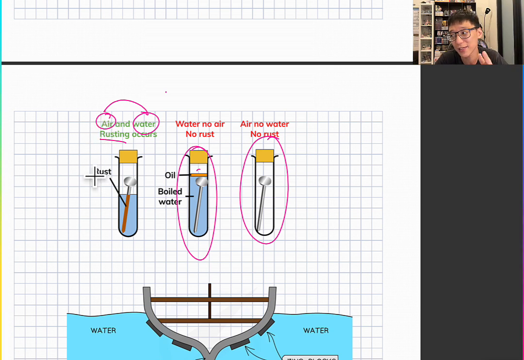Of course, rust is a very dangerous process, and sometimes we don't want it. It is important for us to be able to prevent rusting. Imagine you're boarding a ship and you see that some part of the ship is rusty. You would worry about your own safety, because the structure would be weaker compared to a ship that is not rusted and well maintained. So there are some ways for us to prevent rusting.